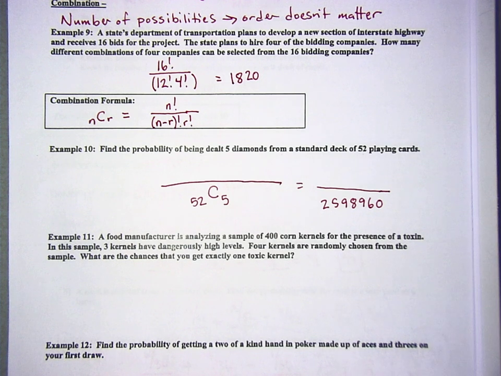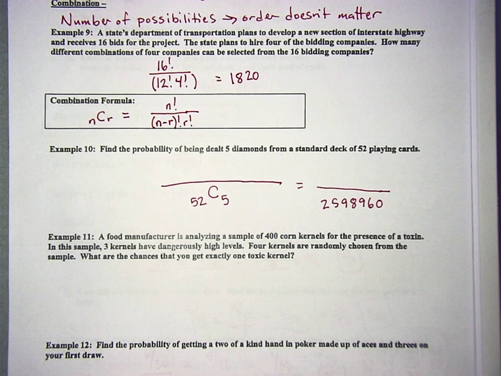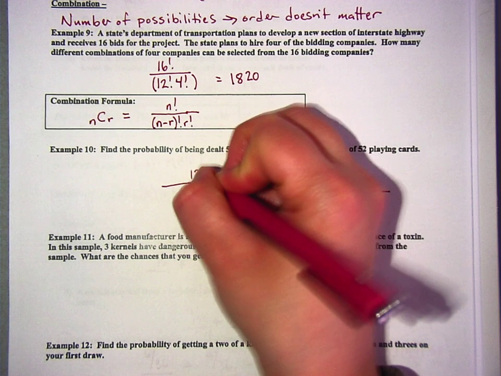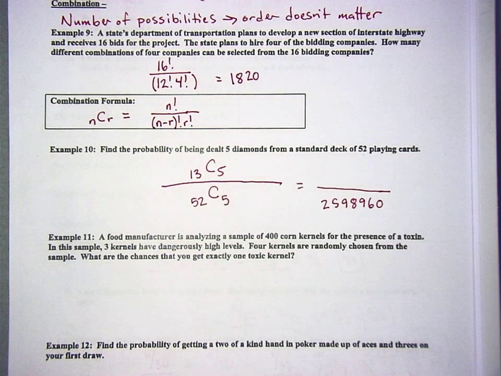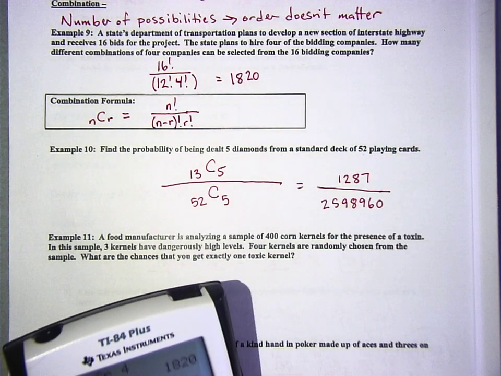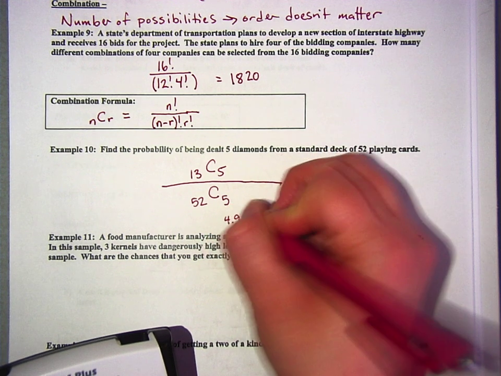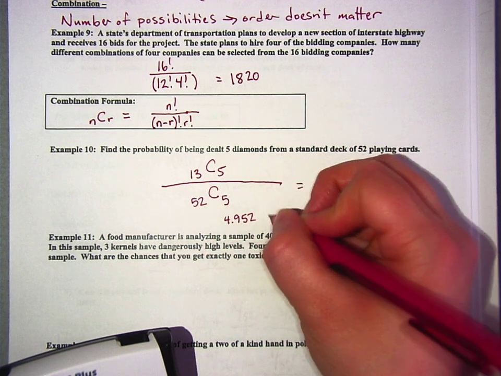And now, on the top of the fraction, on top of the proportion, I want to write how many different ways there are to pick 5 diamonds. So on the top of the fraction, all I care about is 5 diamonds. 13 choose 5. Yes, there are 13 diamonds, and I want 5 diamonds. And then you divide those two. I got 4.952 e to the negative fourth.